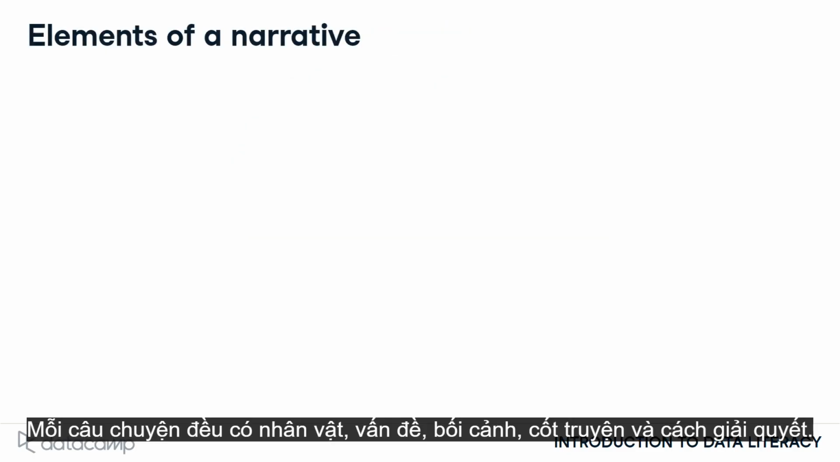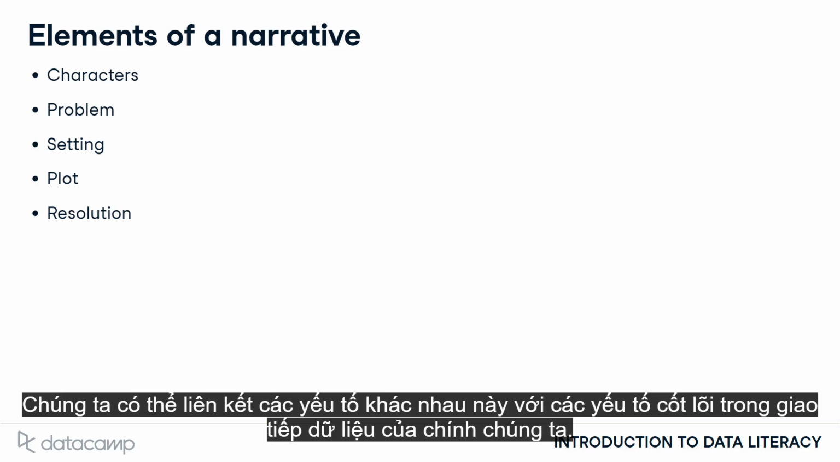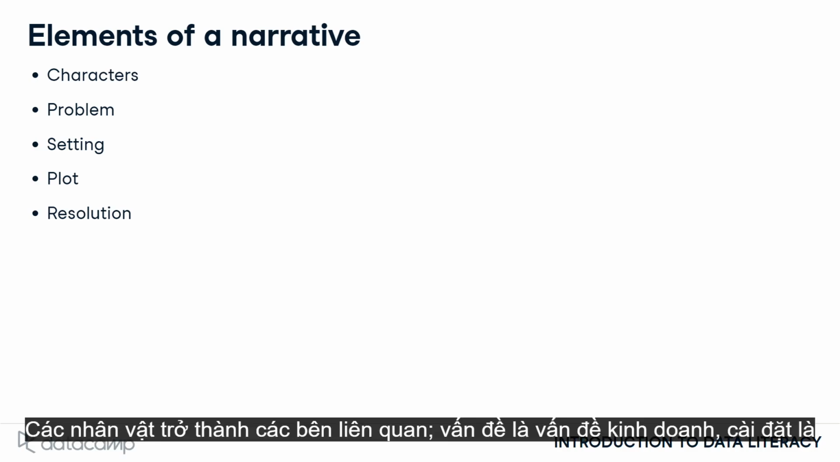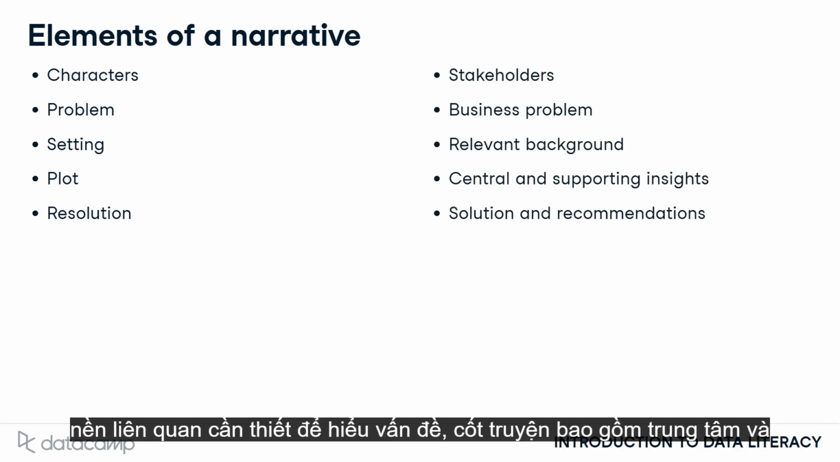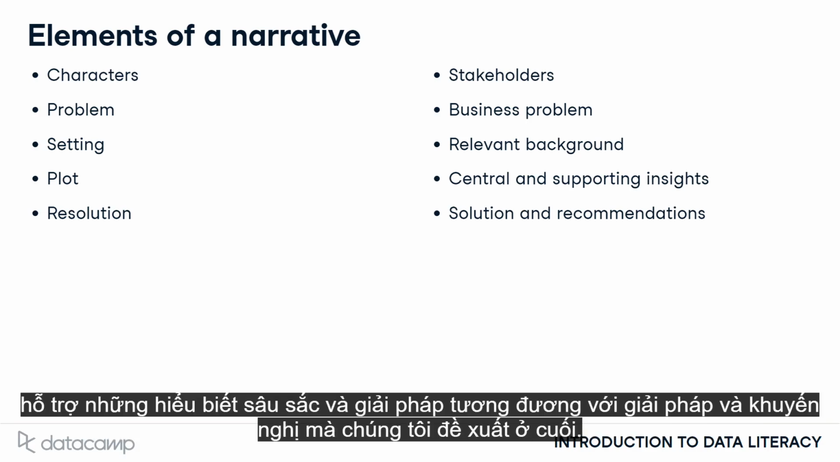Every story has characters, a problem, a setting, a plot, and a resolution. We can link these different elements to the core elements of our own data communication. The characters become the stakeholders. The problem is the business problem. The setting is the relevant background needed to understand the problem. The plot consists of the central and supporting insights, and the resolution is equivalent to the solution and recommendations we propose at the end.